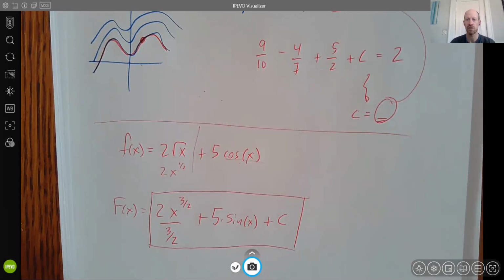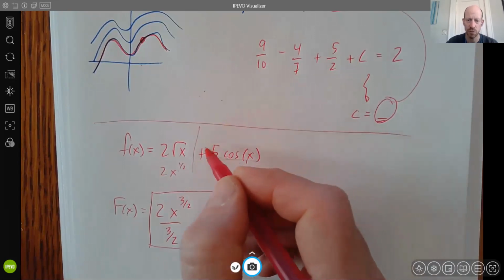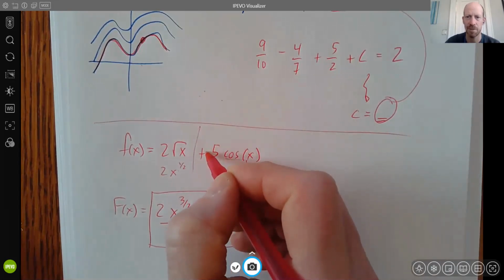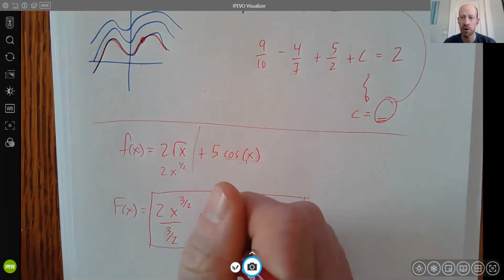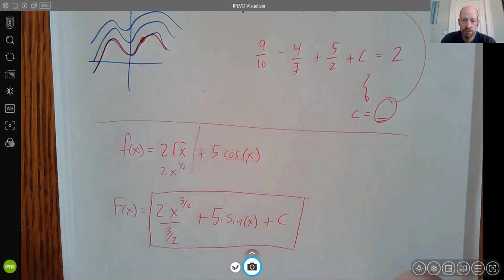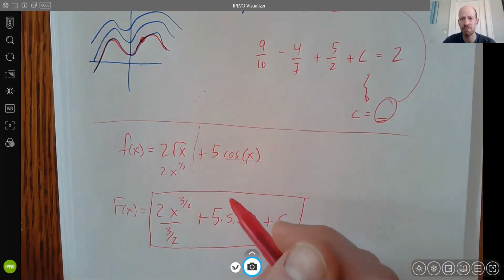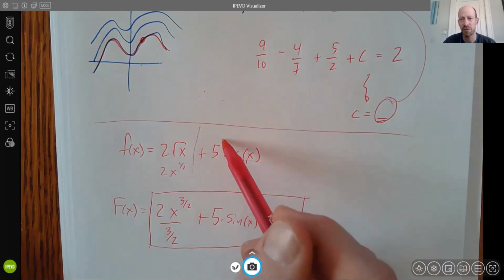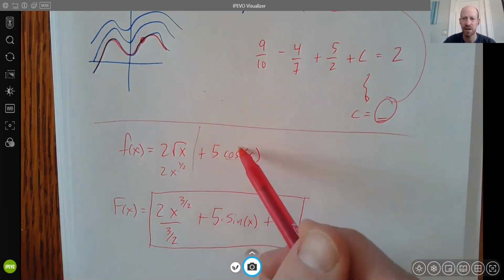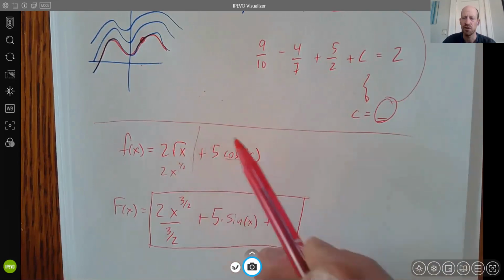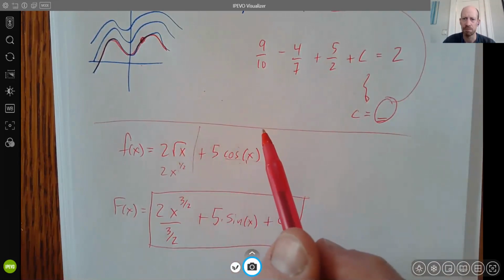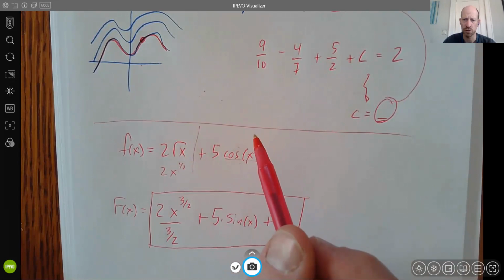Now notice neither of these would have worked if I had had a product, right? If these 2 functions were multiplied together, all of a sudden I'm out of luck. I don't know how that antiderivative would work. Because the derivative of a product is of course a little bit complicated, right? You have the derivative of the first times the second plus the second times the derivative of the first. So you don't get to treat them independently if they are products or quotients.